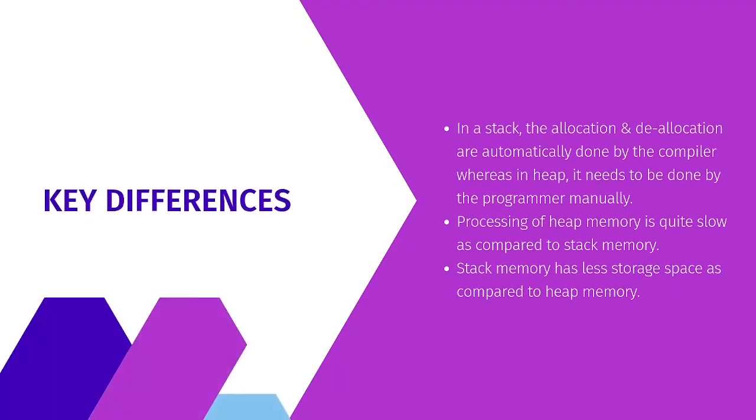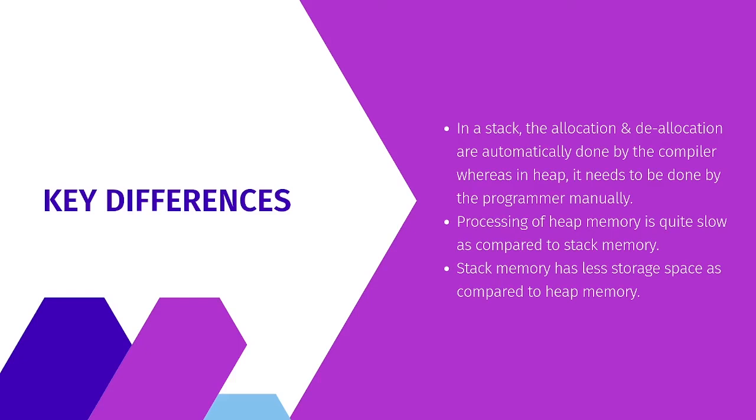Let us move on to the key differences between stack and heap memory. In a stack, the allocation and deallocation are automatically done by the compiler, whereas in heap, it needs to be done by the programmer manually. Processing of heap memory is quite slow as compared to stack memory. That is very evident from the next point, that is, stack memory has less storage as compared to heap memory. Therefore, the processing is also quite fast in stack memory as compared to heap memory.